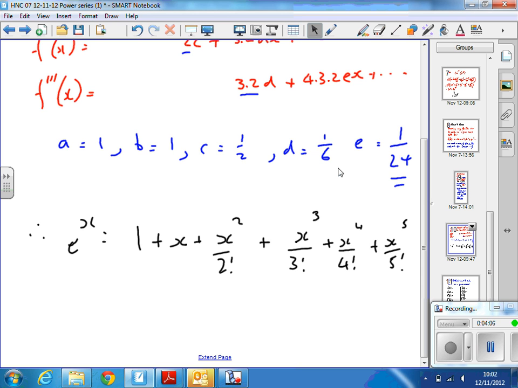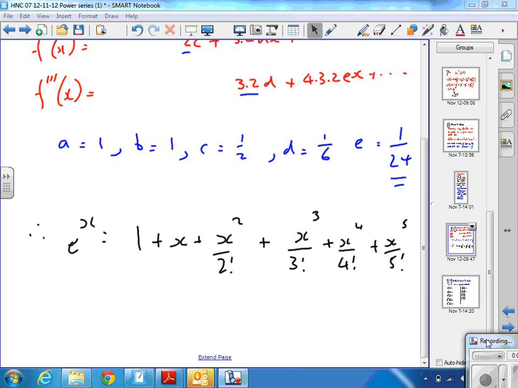So what we do is we take our function and we find the value of the function when x equals 0. And that tells us the first constant, a. To get the second constant b, we need to differentiate it and then let x equal 0. The third constant, we differentiate it again and then let x equal 0, and so on. And that's the way we apply the Maclaurin series. And we can write down what the Maclaurin series is.